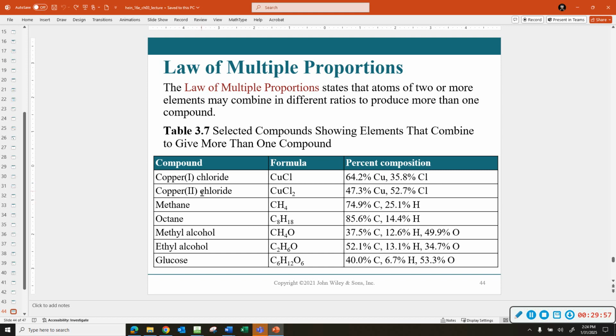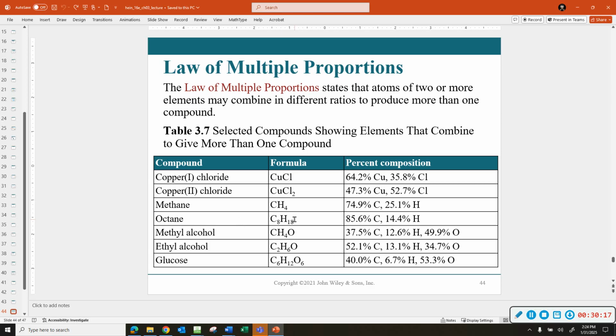So chlorine has a -1 charge, but now I have copper 2. That means a +2 on the copper, which means I need 2 chlorines. So I put a subscript of 2 after the chlorine to signify that I need to cancel out that +2 of the copper.